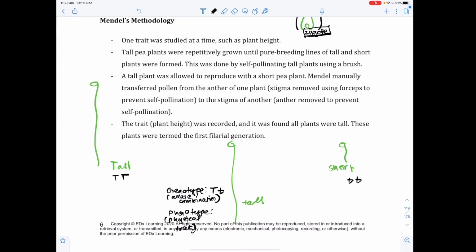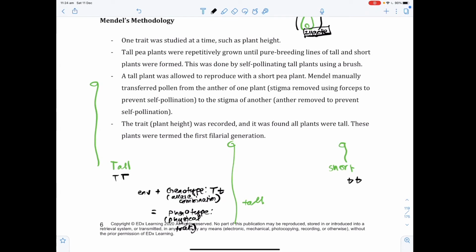Genotype equals allele combination. What set of two alleles do they have? It's that simple. Is it capital T, capital T? Is it capital T, little t? Is it two little t's? Phenotype starts with a P, so remember physical trait. What is the trait that came out of those two alleles? Right? And of course, as Pranav mentioned, genotype plus environment equals phenotype.